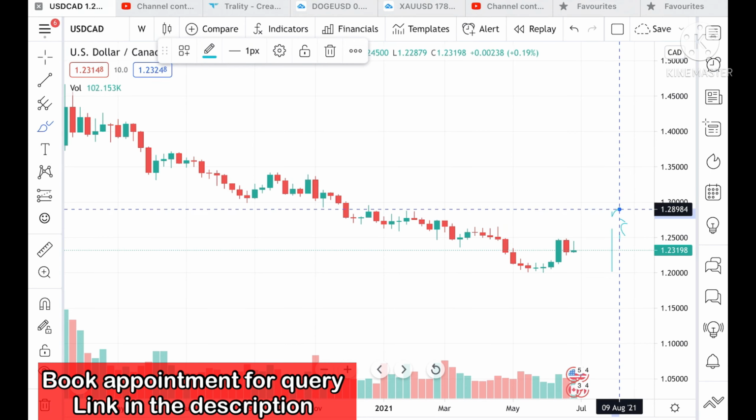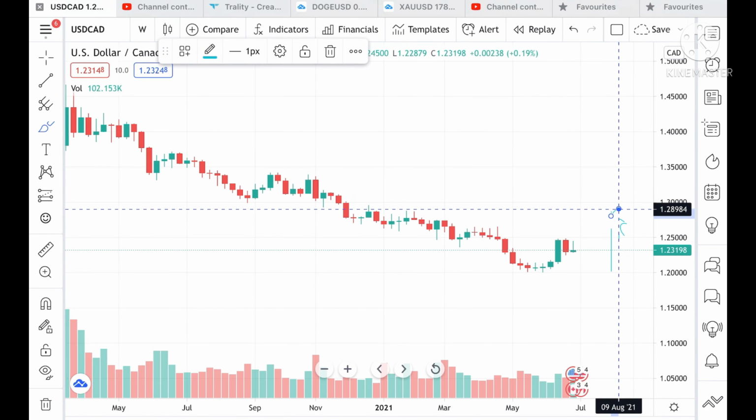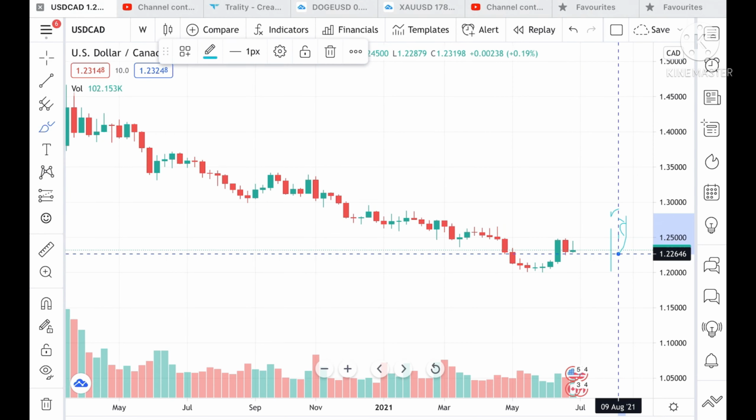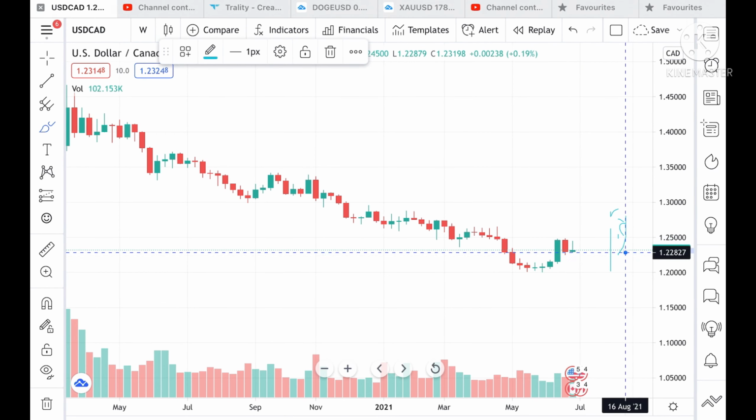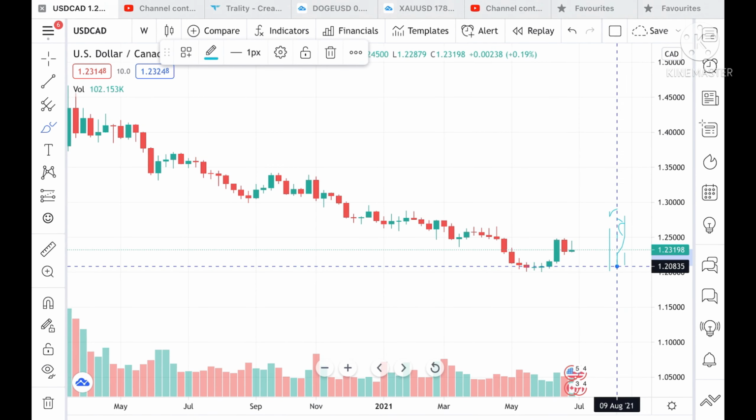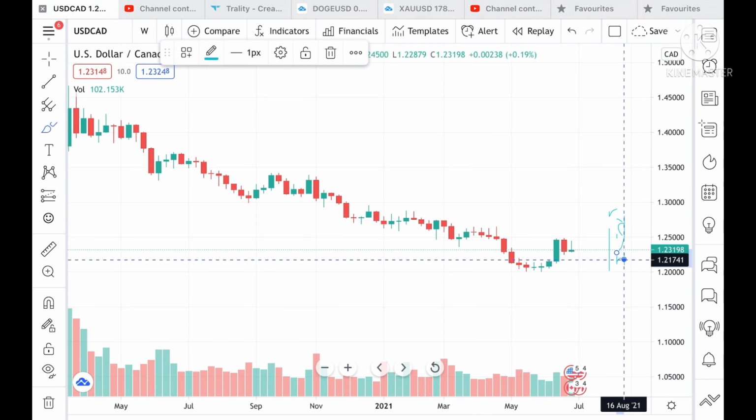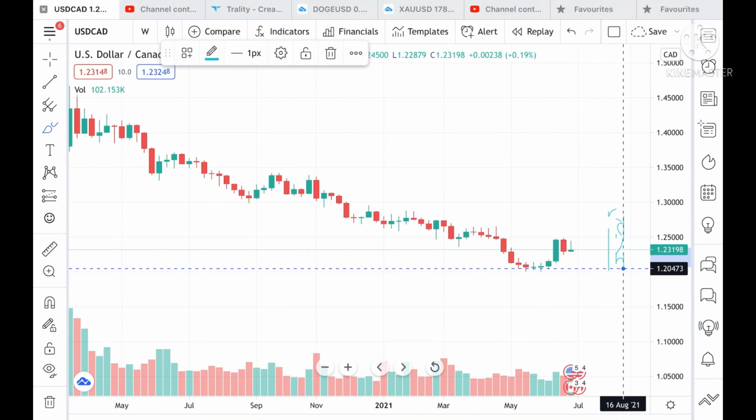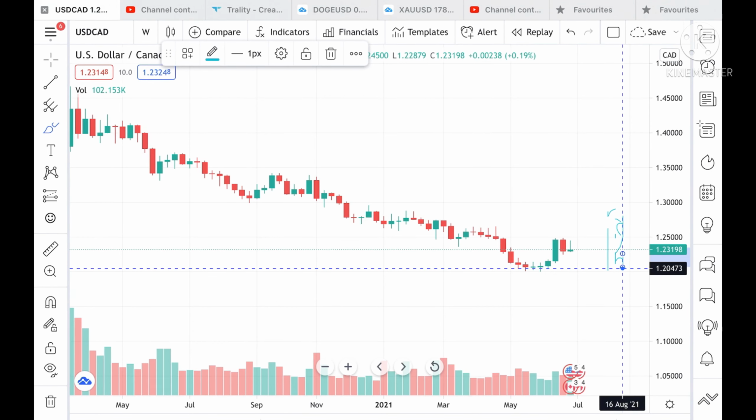Suppose if this goes down, okay, below a level of 1.23, then chances are high that it can touch a level of 1.2246. Okay, and if it goes more below that level, then we can see a level 1.2174, and if it goes more below that level, then we can see a level 1.20473, and this level is already tested twice. Okay, so the level is 1.20.